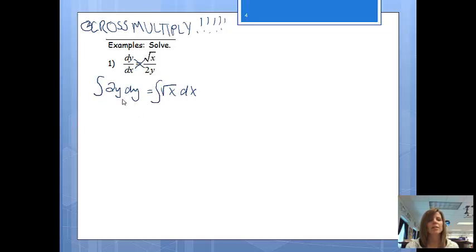This left side is a very straightforward problem. I just increase my power by 1 and then put the reciprocal of the power on the outside. When I do that, I will get y squared. And then equals, on the right side, I'm going to rewrite this as x to the 1/2. Again, I'll just increase my power by 1 and do the reciprocal outside. When I do that, I'll get 2/3 x to the 3/2. And remember, the dy's and the dx's cancel out because we're taking the integral of a derivative. And then my final step is just to put plus c because we need to add the constant.